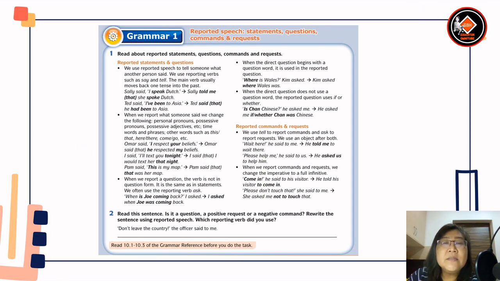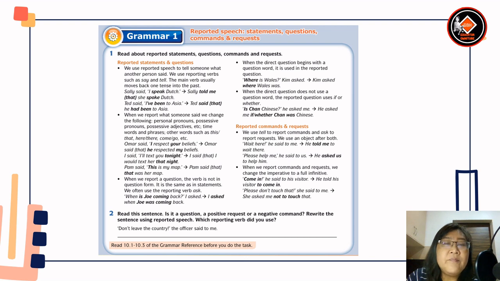For the grammar lesson, today you're going to learn reported speech: statements, questions, commands, and requests. So let's read about reported statements, questions, commands, and requests. Reported statements and questions. We use reported speech to tell someone what another person said. We use reporting verbs such as say and tell. The main verb usually moves back one tense into the past. Example, Sally said, I speak Dutch. So you can write, Sally told me she spoke Dutch, or Sally told me that she spoke Dutch.